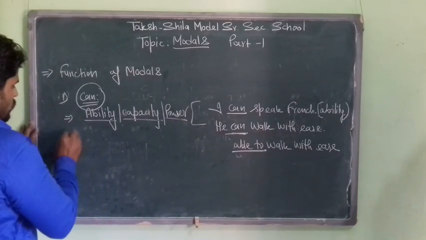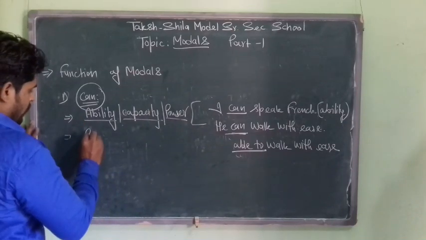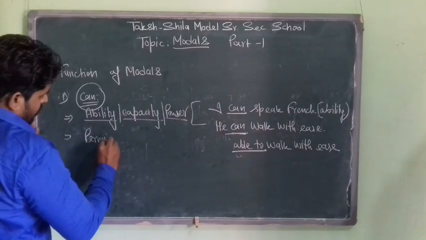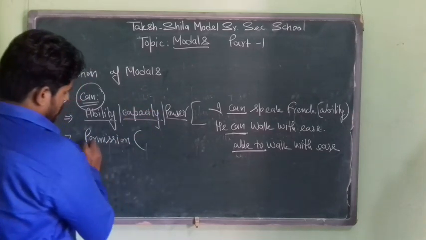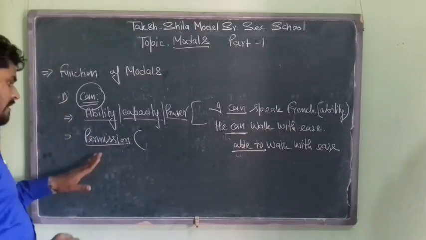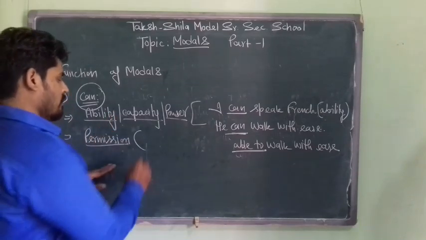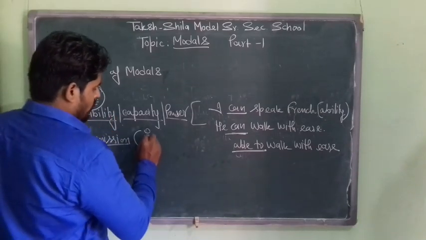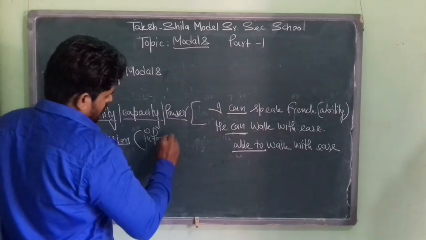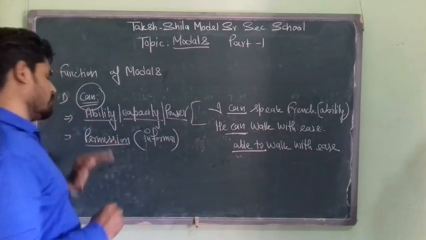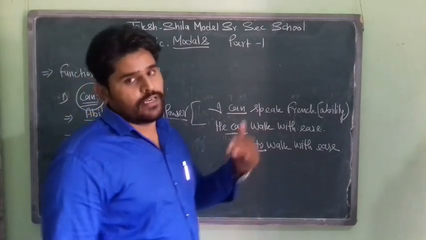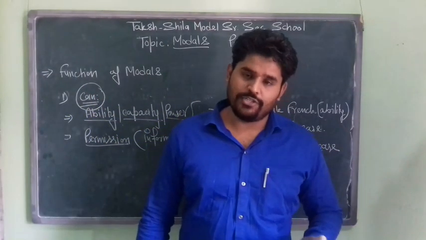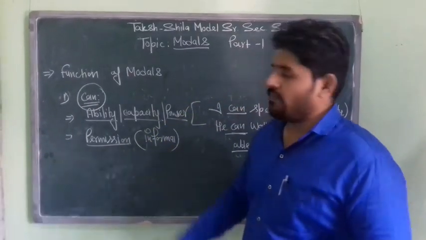Then can is also used to express what? Permission. But make sure, students, this can expresses permission, but what kind of permission? Only informal permission. And here permission means what? Taking and giving. So can is also used to give permission and take permission, but in informal way.